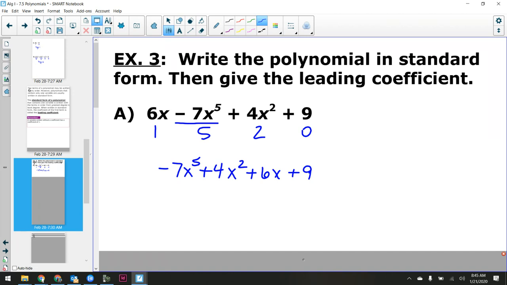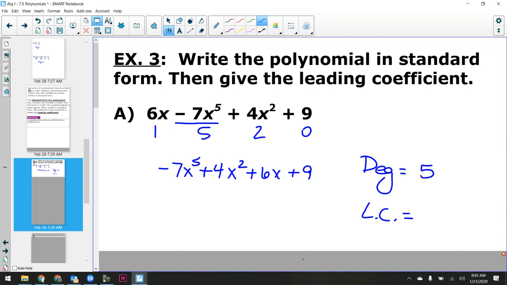So, what's the degree of the entire polynomial? 5. The degree is 5.